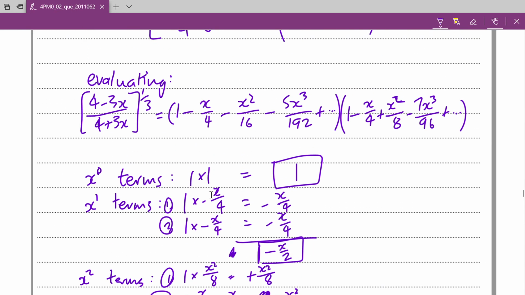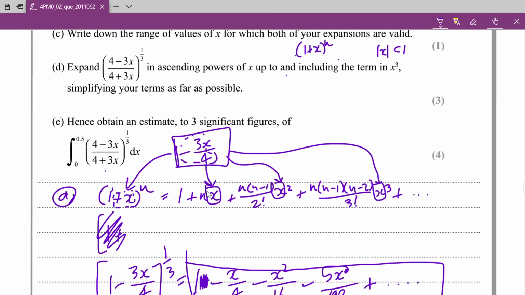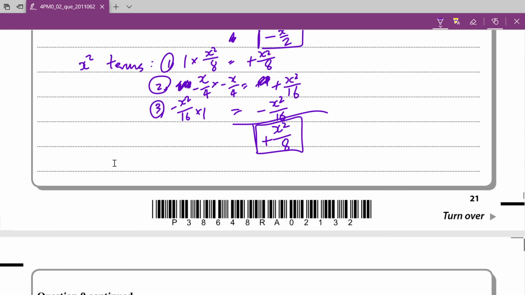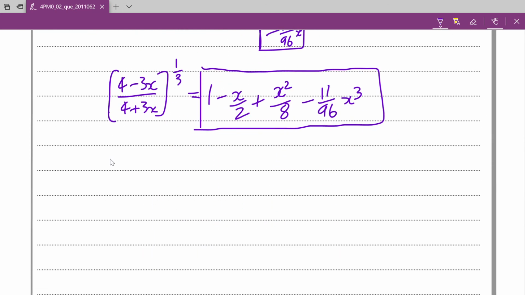And finally, it's been 27 minutes on this question. That's quite a long time. I'm quite rusty at this. Anyway, hence obtain an estimate to 3 significant figures of this integral from 0 to 0.5. Right, so hopefully you guys remember how to do your definite integration within limits, because this is a plus dot dot dot. When you're integrating it, you can ignore integrating the plus dot dot dot, because if it's insignificant here, it will be insignificant in your integral.